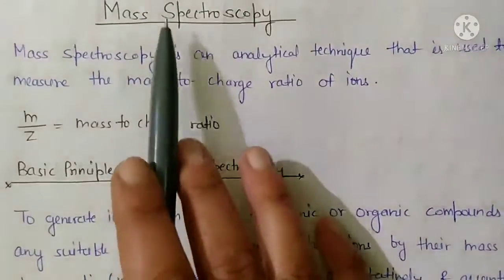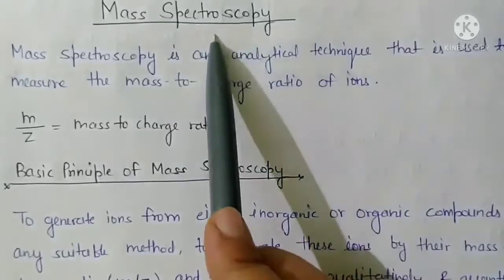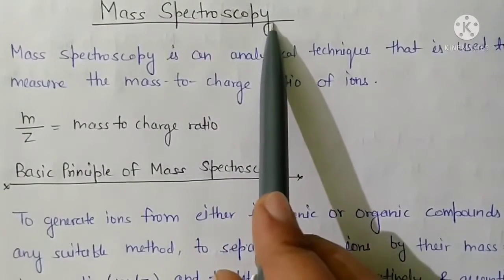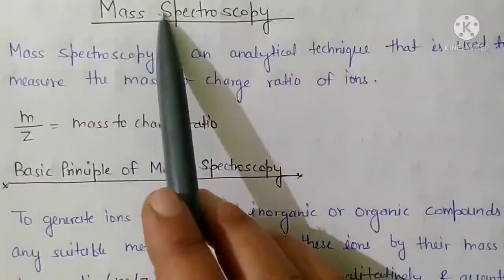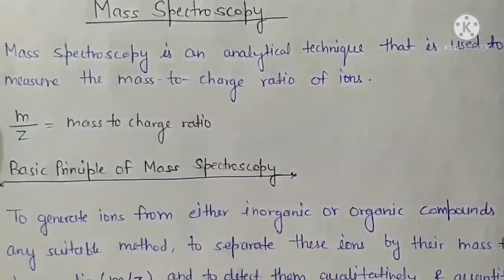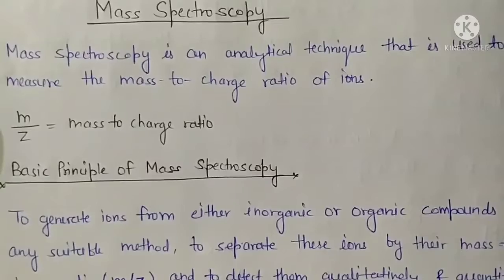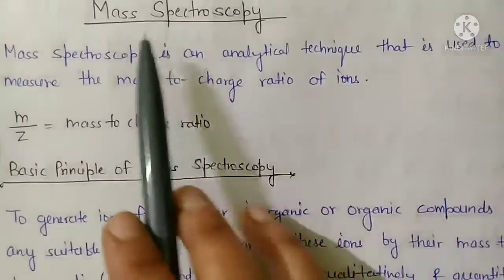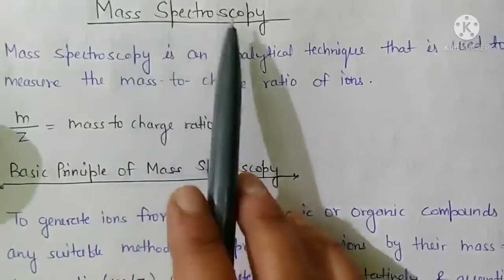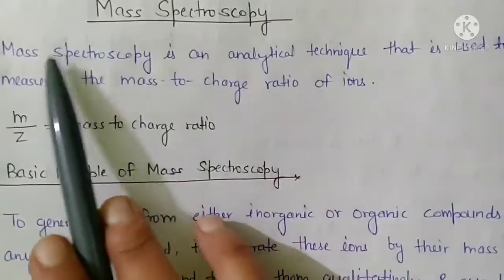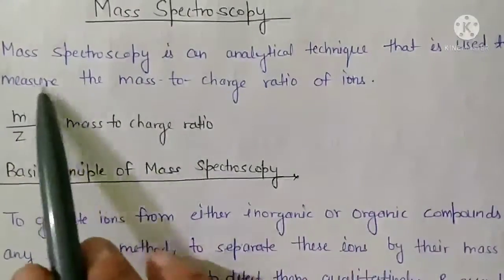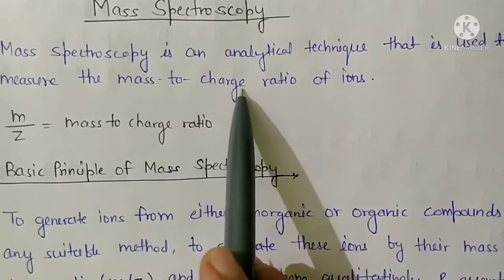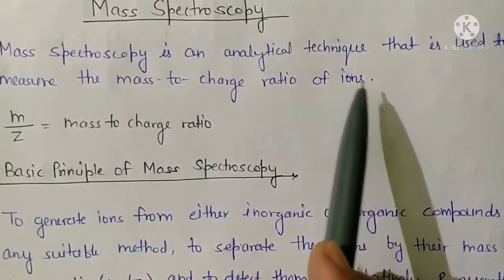So, what is spectroscopy? Spectroscopy is a technique in which we study the interaction of light with matter, and it gives us different kinds of spectra. Now we have mass spectroscopy. Mass spectroscopy is an analytical technique that is used to measure the mass to charge ratio of ions.